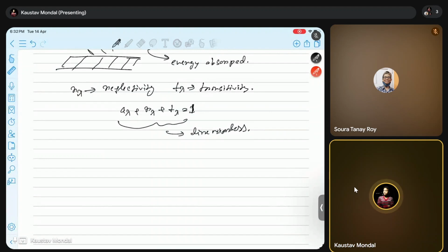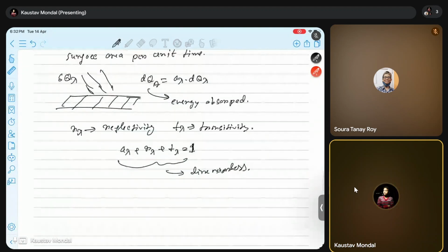These are basically fractions: the fraction of incident energy that is absorbed, the fraction of incident energy that is reflected, and the fraction of energy that is transmitted.